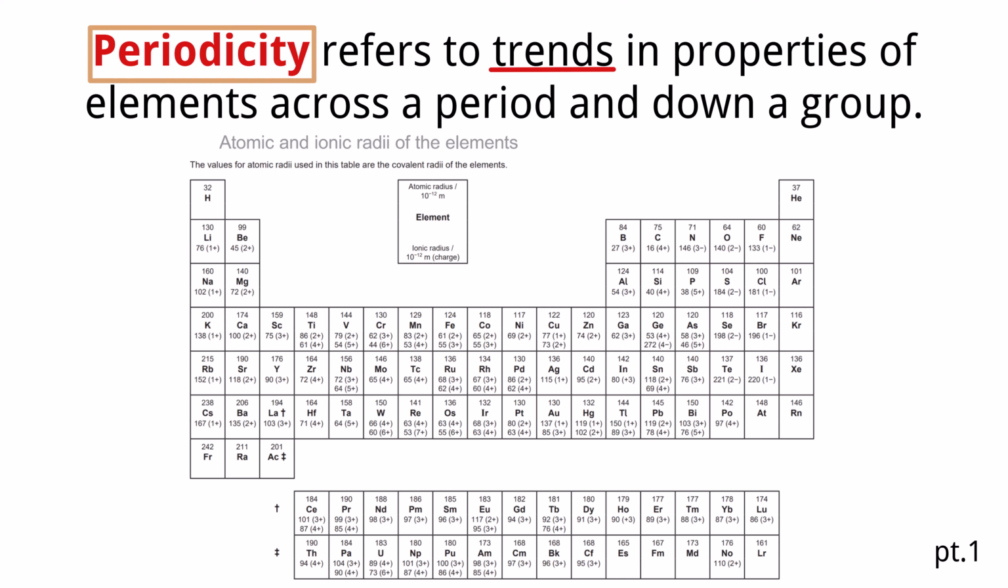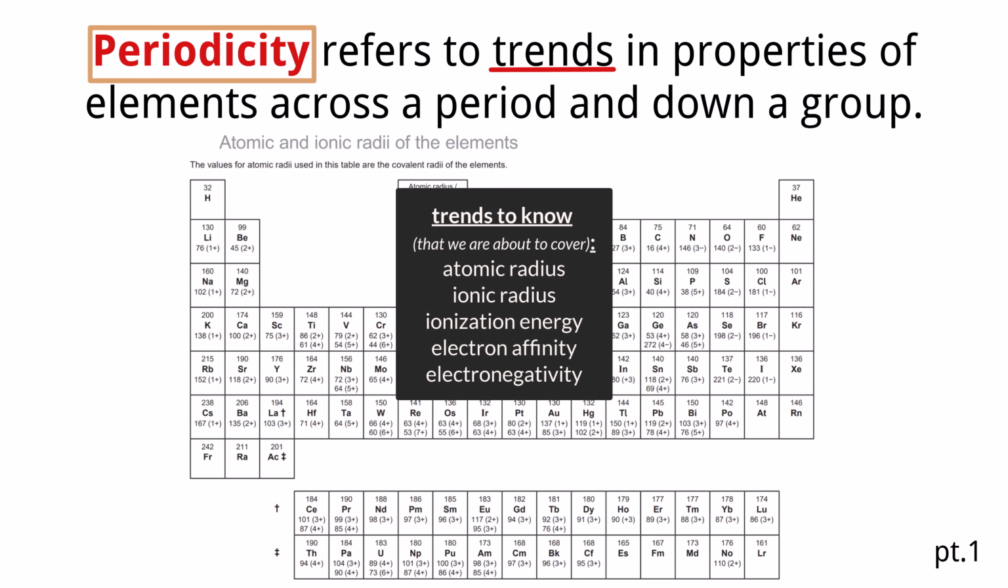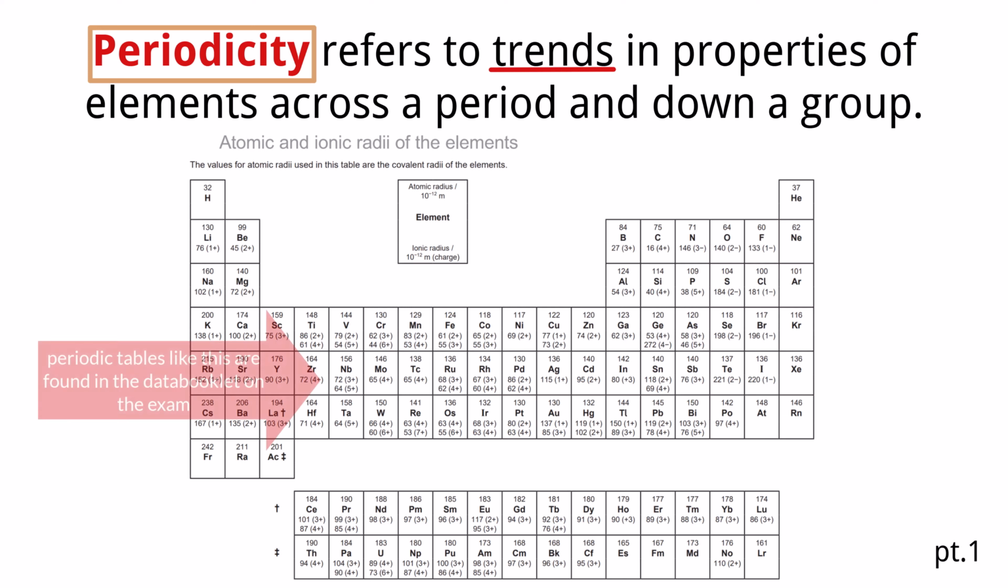There are a few key trends that you need to know about for the IB exam, which include atomic radius, ionic radius, ionization energy, electron affinity, and electronegativity. Let's break each one down and identify their trends using the different periodic tables that are provided to you in the data booklet that you can use when you are taking the exam. Let's start with atomic radius.